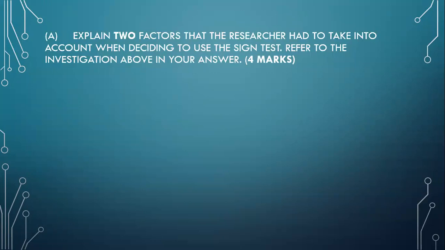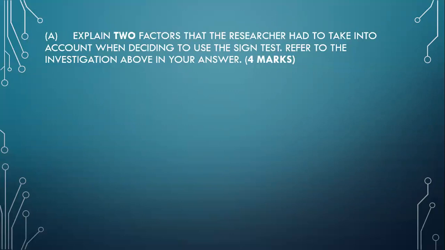These are the justifications for why we would choose the sign test. Remember, there are 3 of those justifications. But the question is also asking you to do another thing. It's asking you to refer to the investigation above in your answer. Now, refer to is application, right? So half of the marks are going to be down to application. So for each factor it's asking us to do 2 things: explain the relevant factor for the choice and apply it.